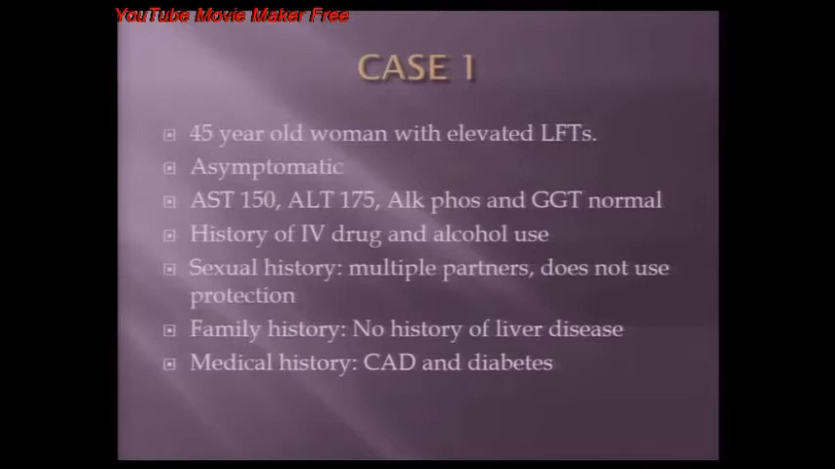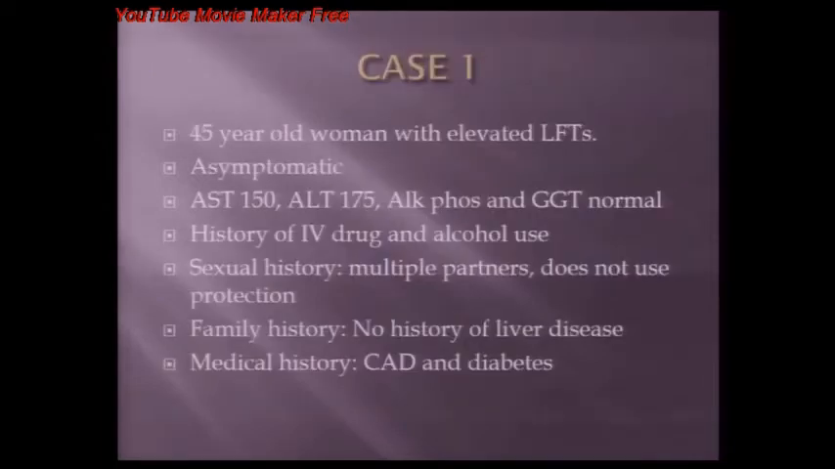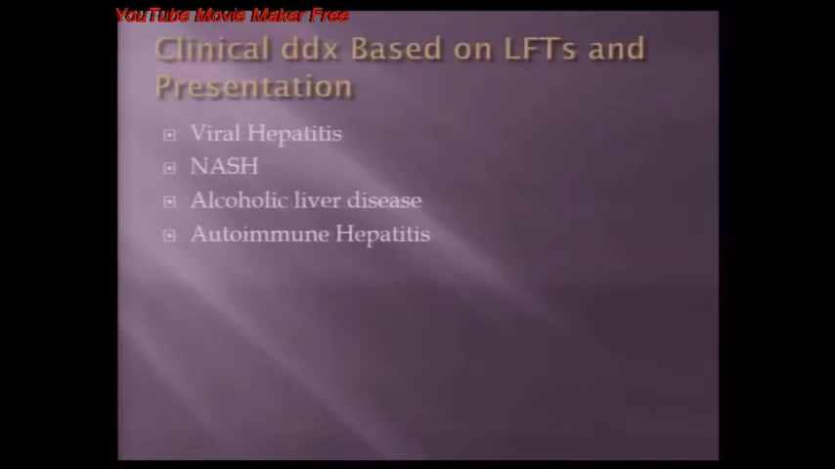Here's her history. No family history of liver disease, and she had coronary artery disease and diabetes, but she didn't report a lot of drug or medication use, though she is using IV drugs and alcohol. So it's a hepatitic pattern, and our differential with her history is probably a viral hepatitis. IV drug use puts you at risk for Hep C, as do multiple sexual partners. She did have the alcohol use. She's also diabetic. Diabetics tend to have metabolic syndrome, which puts you at risk for NASH. So we have a lot of reasons she could have liver injury based on her history, or even autoimmune hepatitis.